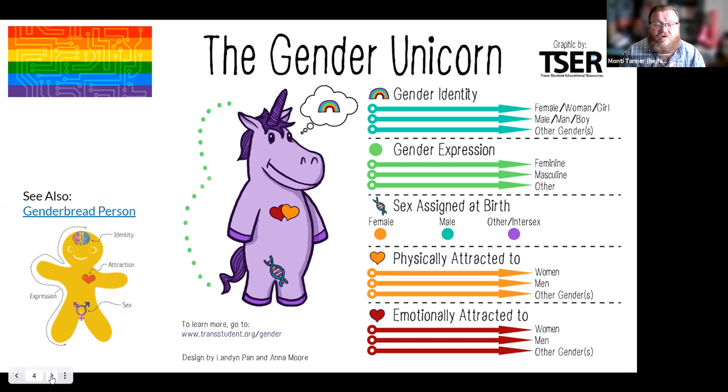Who are you physically attracted to? Are you physically attracted to women? Are you physically attracted to men? Are you physically attracted to both? Or are you physically attracted to neither? And then emotional attraction, which is one reason that I prefer the gender unicorn, because it actually splits up physical attraction and emotional attraction. Are you emotionally attracted to men or women or both or neither? So looking at this, you'll see it's also a continuum.